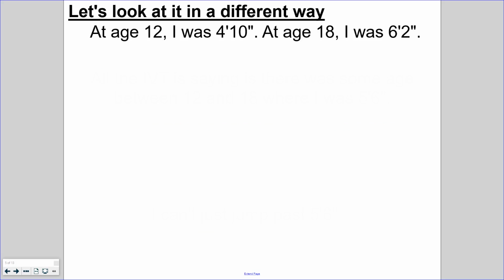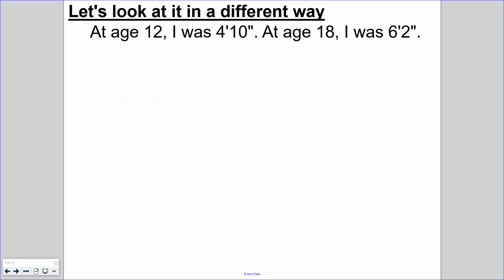So let's also continue to look at the intermediate value theorem in different ways. So we can look at it here in a different way. When I was 12 years old, I was actually 4 foot 10 inches tall. In high school, I had a very big growth spurt because, as you can see, at the age of 18 when I graduated, I was 6 feet 2 inches. So, as we can see, I grew 14 inches between the ages of 12 and 18.